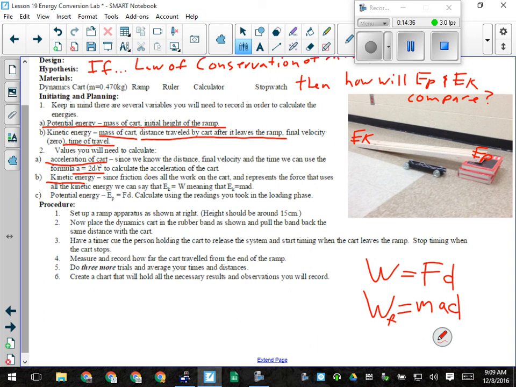So those are the calculations that you will have to do. They're all written up there. They're easy to do. You don't have to manipulate or think. You just have to plug numbers in. Simple calculations on those.